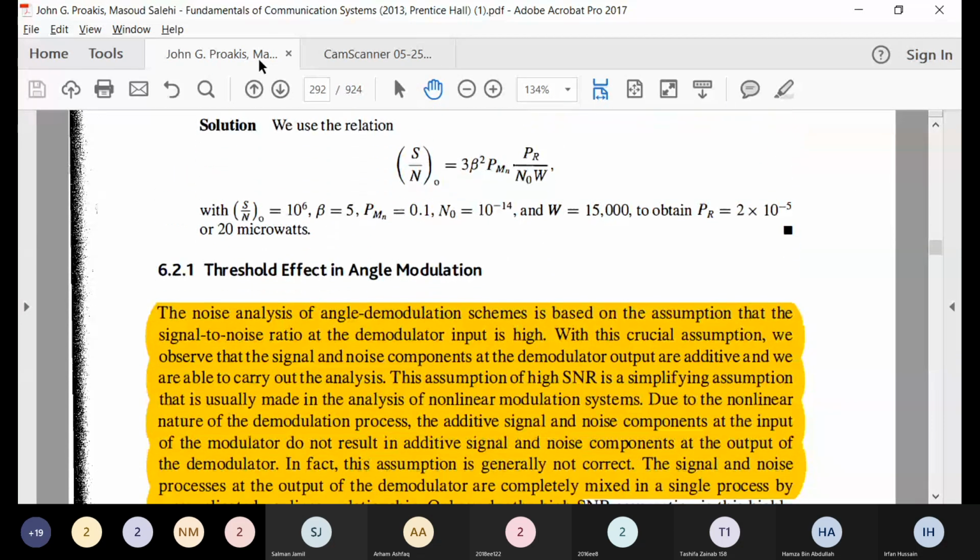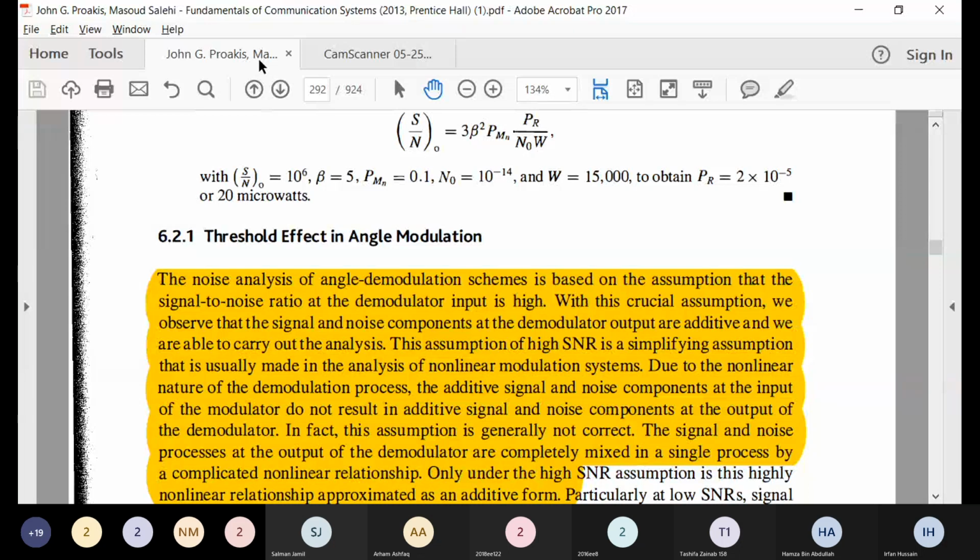Now we saw earlier, in one of the insights that we gained from the mathematical derivations of the signal-to-noise ratio at the output of the angle demodulator, that there is a certain threshold. You cannot increase your beta above that threshold, because if you increase the beta above that threshold, the noise power becomes so high that the assumption that the signal power is much greater than the noise power will not hold. So we will be studying that threshold effect.